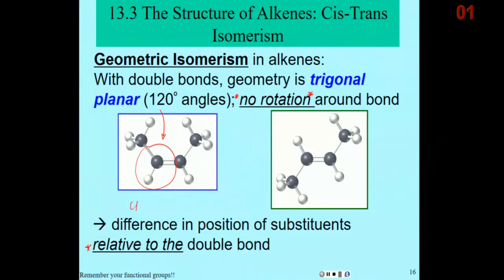We have CH3, we have CH, we have a double bond, we have CH, and we have CH3, right? Do we have the same thing here? Yes, we do. But it's not the same because you can see that the shapes of the molecules are different. And it's different because of the position of the substituents, namely methyl groups in this case, relative to the double bond. And now we have to explain what those are called.